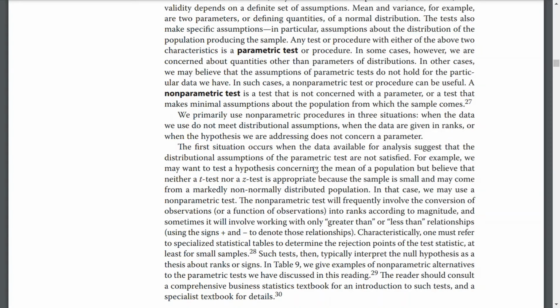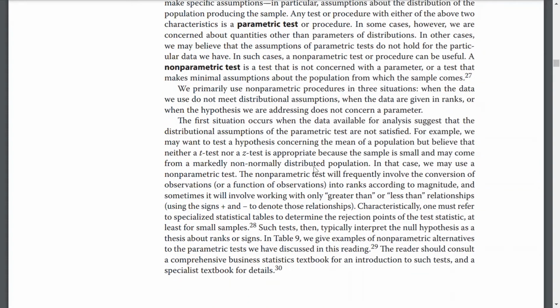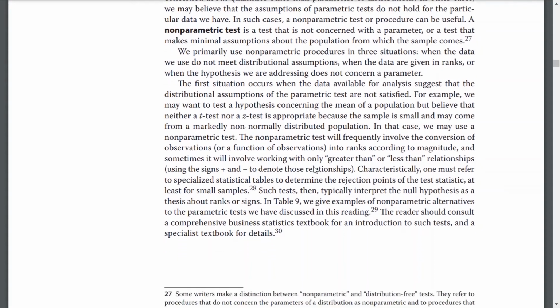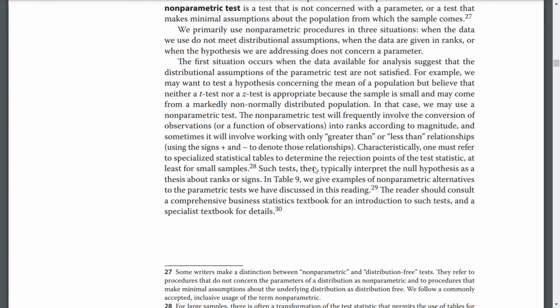The first situation occurs when the data available for analysis suggest that the distribution assumption of the parametric test is not satisfied. For example, we may want to test a hypothesis concerning the mean of the population, but believe that neither the z-test nor the t-test is appropriate because the sample is small and may come from a markedly non-normally distributed population.